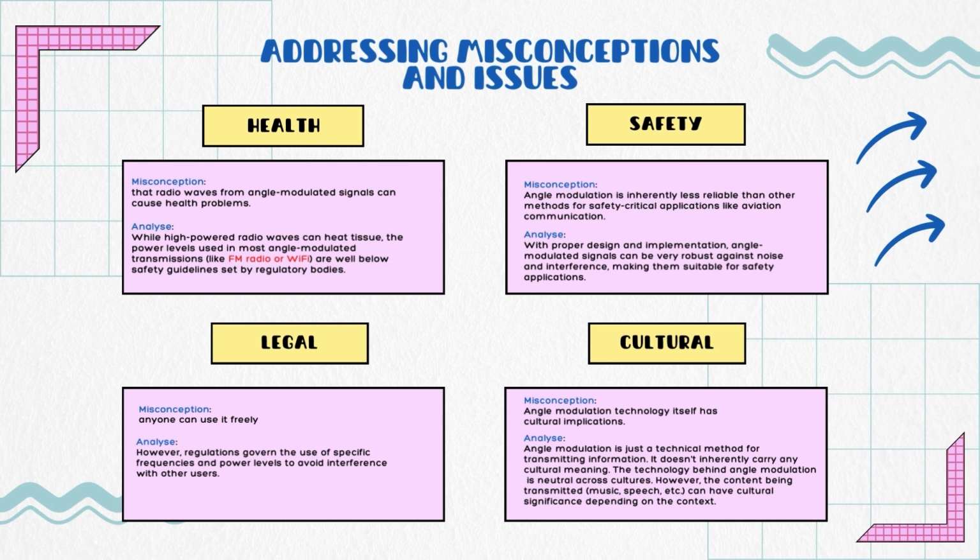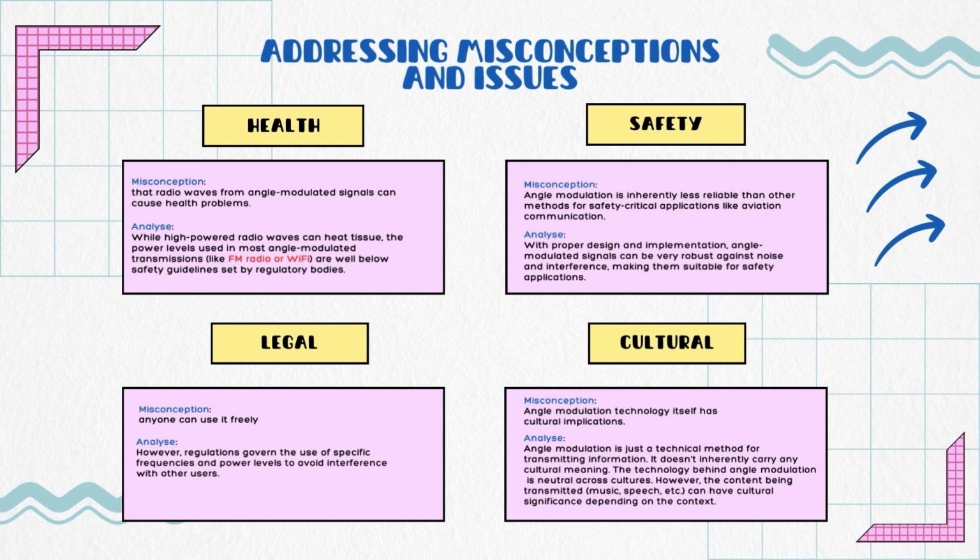Moreover, some have misunderstood that angle modulation is inherently less reliable than other methods for safety critical applications like aviation communications. But the truth is, with proper design and implementation, angle modulated signals can be very robust against noise and interference, making them suitable for safety applications.